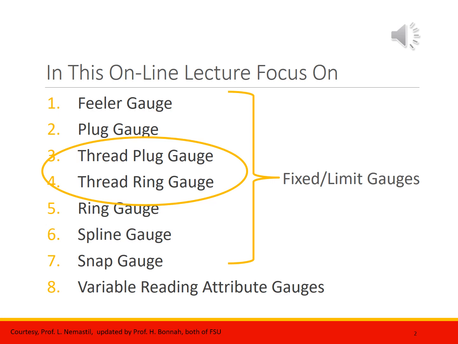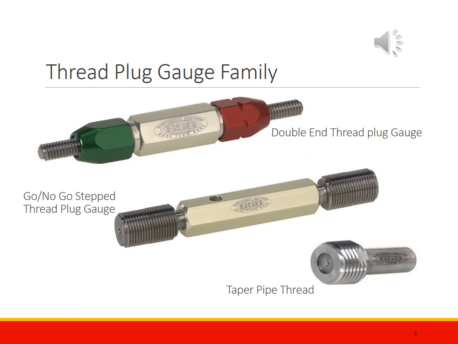The book covers in some detail all of these gauges, but we'll focus here on thread gauges, thread plug gauges, as well as a bit on thread ring gauges. Thread plug gauges are very similar to plain plug gauges. The most obvious difference is where we would see a gauge pin sticking out of the ends of a gauge handle while we see a threaded shaft.